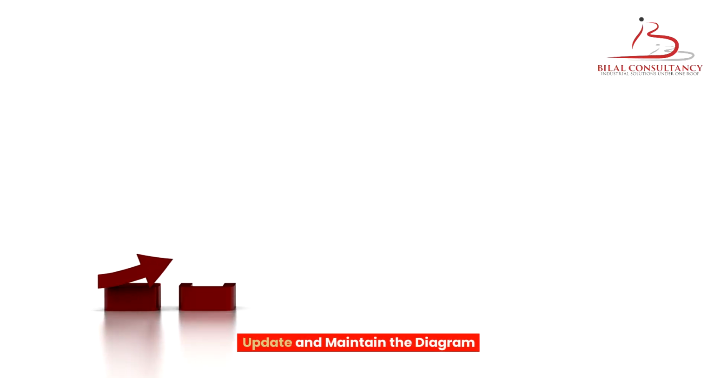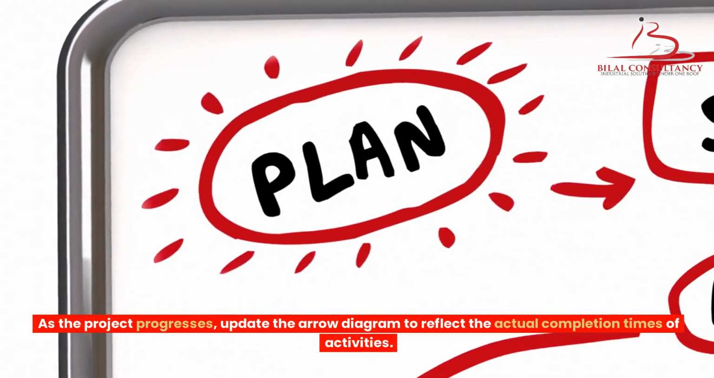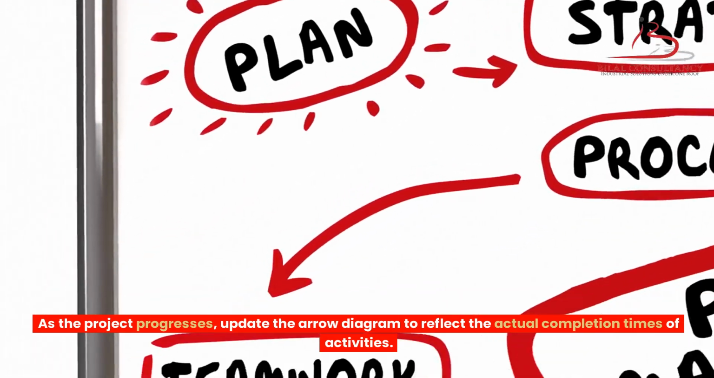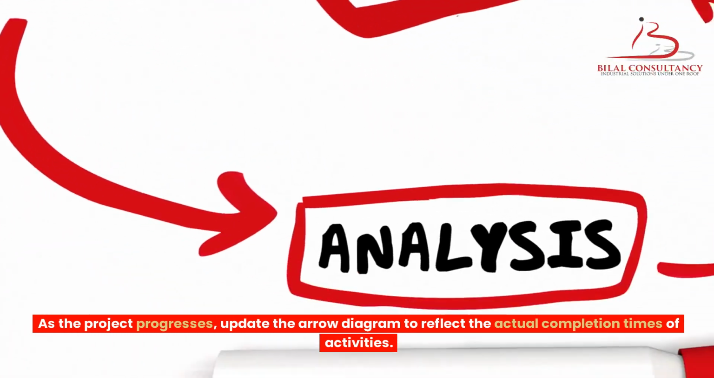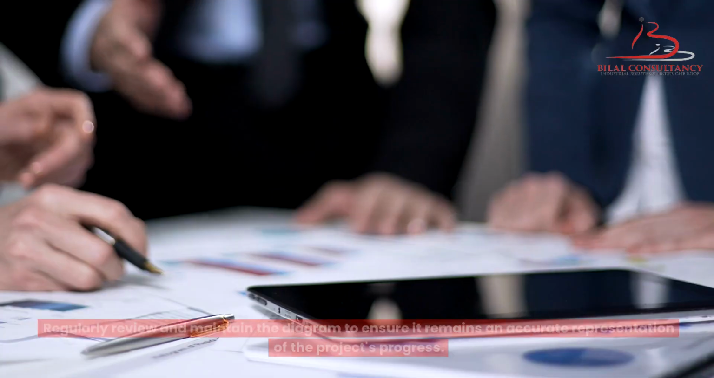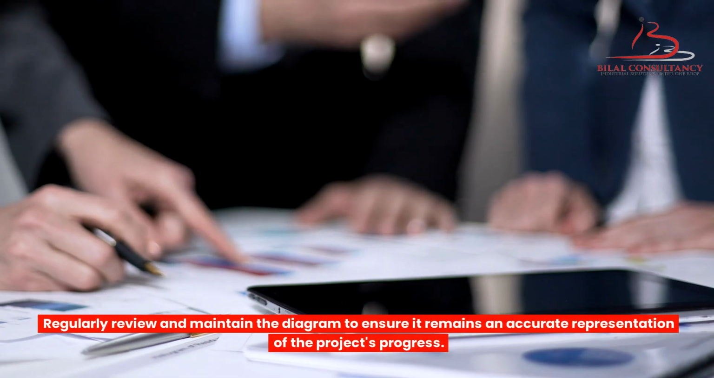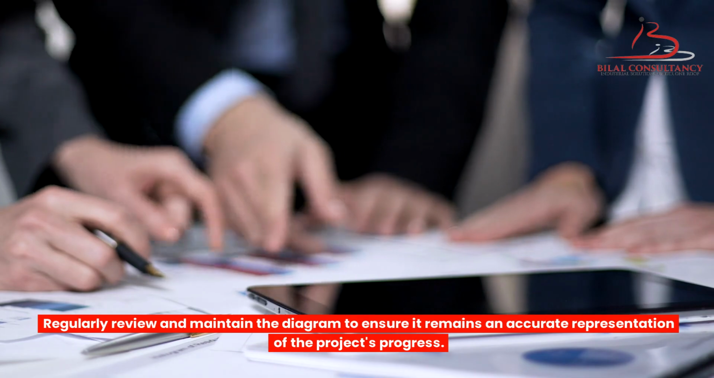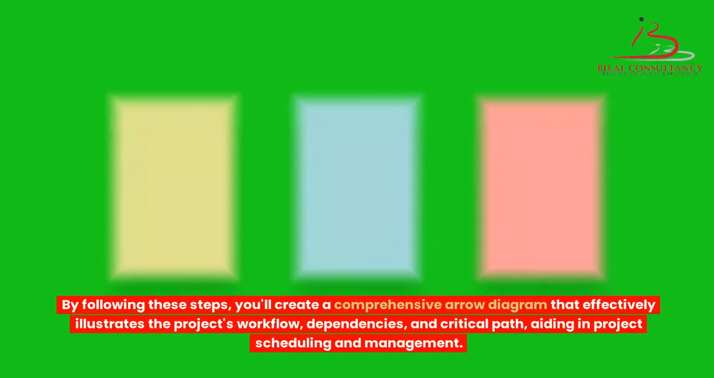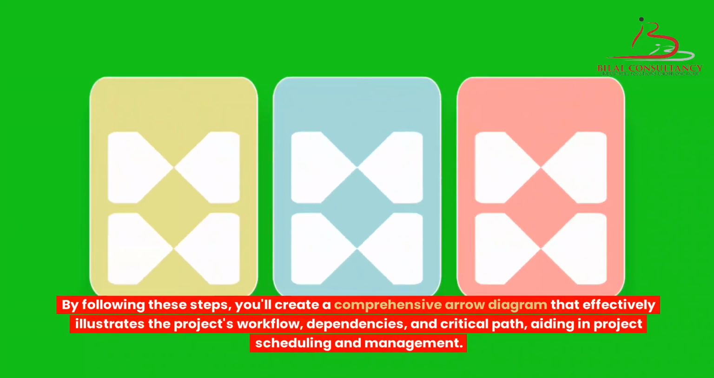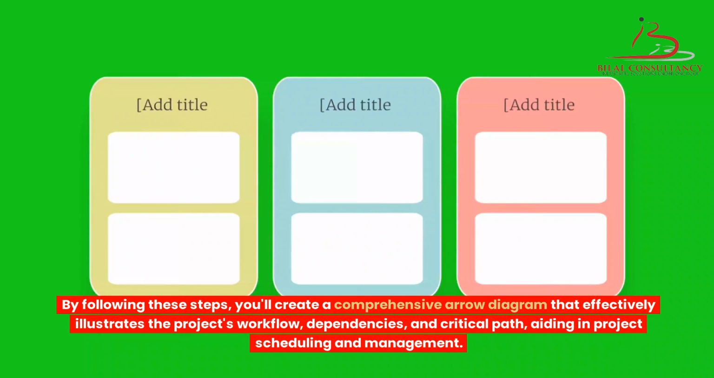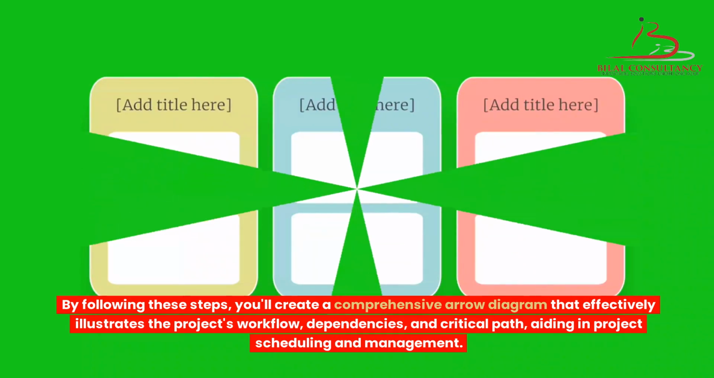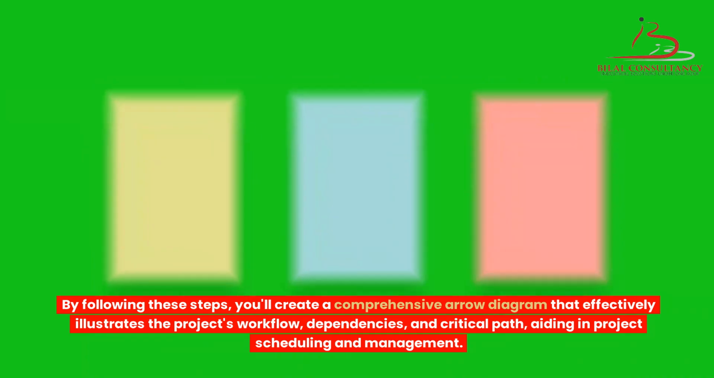Update and maintain the diagram. As the project progresses, update the arrow diagram to reflect the actual completion times of activities. Regularly review and maintain the diagram to ensure it remains an accurate representation of the project's progress. By following these steps, you'll create a comprehensive arrow diagram that effectively illustrates the project's workflow, dependencies, and critical path, aiding in project scheduling and management.